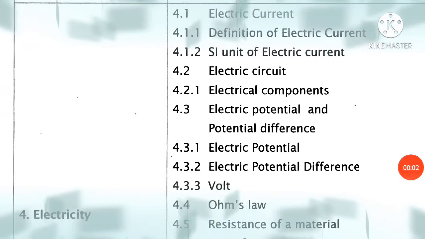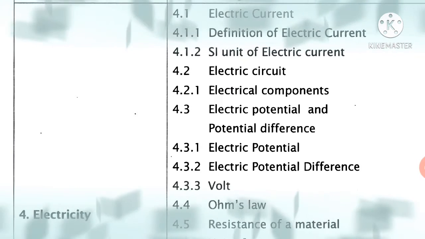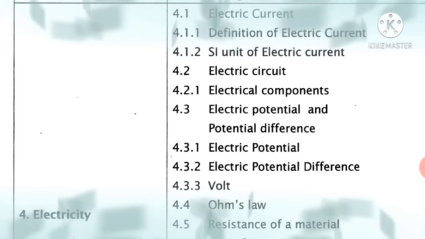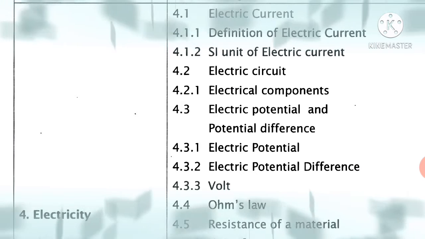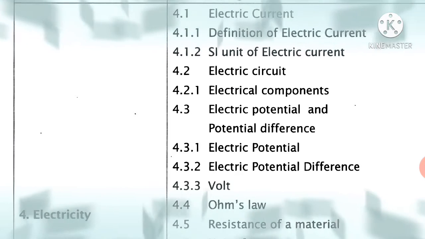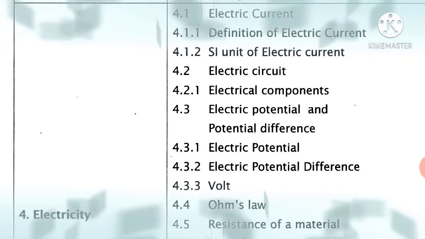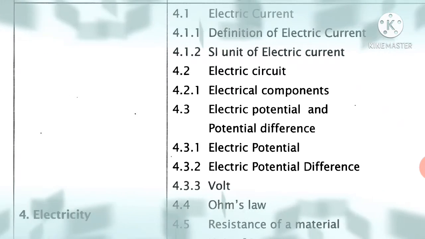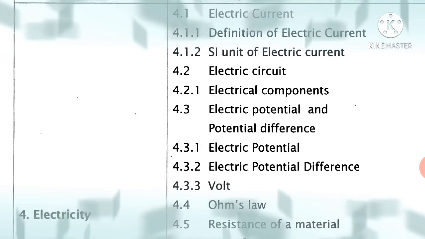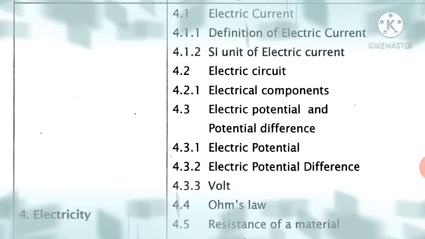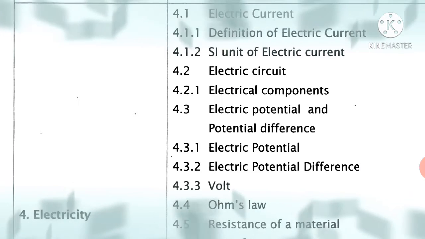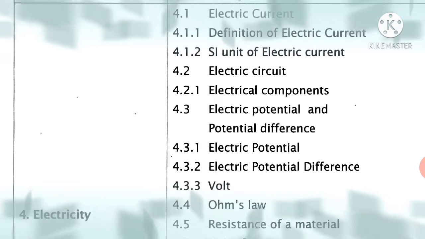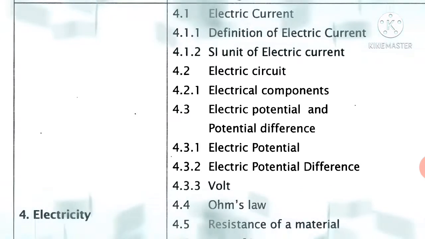Unit 4 Electricity, 4.1 Electric Current, 4.1.1 Definition of Electric Current, 4.1.2 SI Unit of Electric Current, 4.2 Electric Circuit, 4.2.1 Electrical Components, 4.3 Electric Potential and Potential Difference, 4.3.1 Electric Potential, 4.3.2 Electric Potential Difference, 4.3.3 Volt, 4.4 Ohm's Law, 4.5 Resistance of a material.